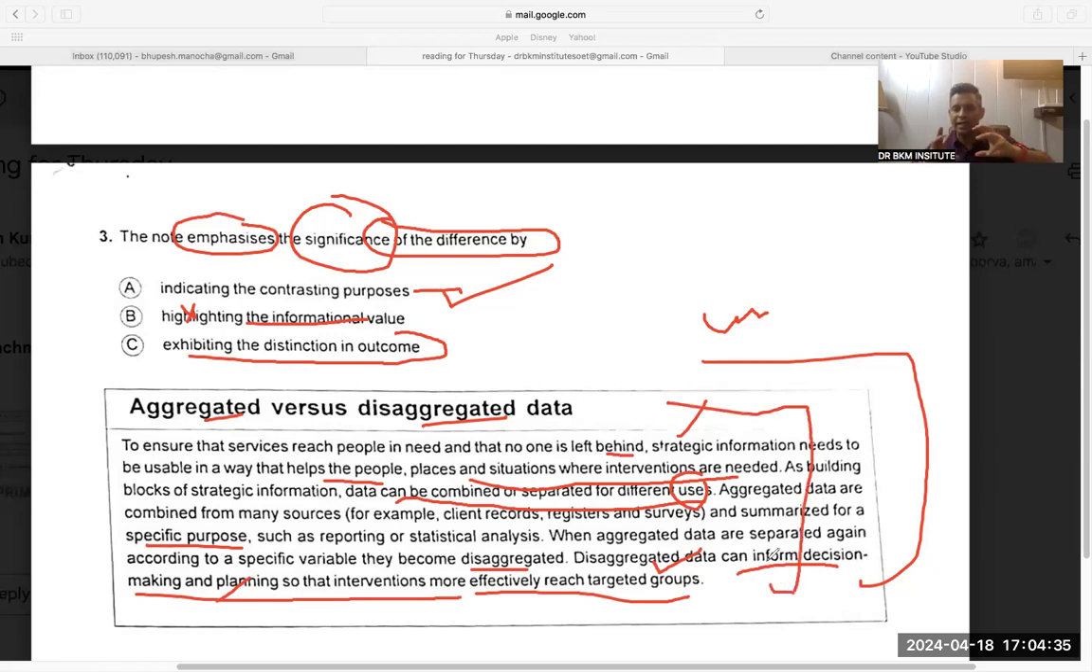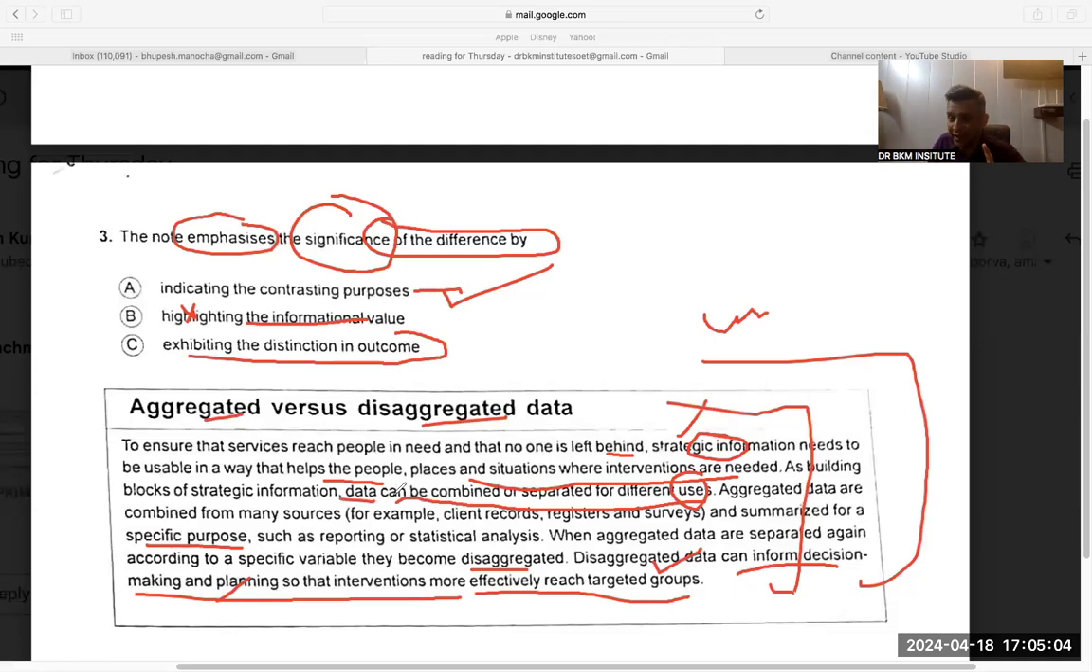They are talking that if you want to provide the right services to the people, strategic information is very important. For strategic information, data is a building block. Data is the pillar to provide strategic information. Data is divided into two parts, aggregated and disaggregated. Aggregated data has this purpose, disaggregated has this purpose like decision making. So they both have contrasting purposes.